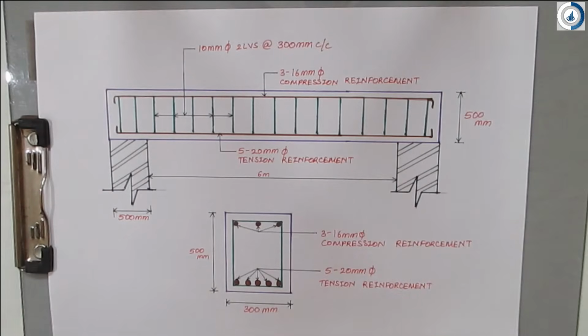So this is how you have to design a doubly reinforced beam, and initially it was not given which type of beam it is. We have seen that Mu is greater than Mu limit, therefore we designed it as a doubly reinforced beam. The new thing was the calculation of compression reinforcement, ASC. I hope you have understood this particular design.